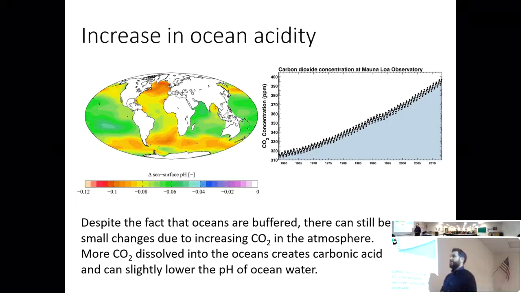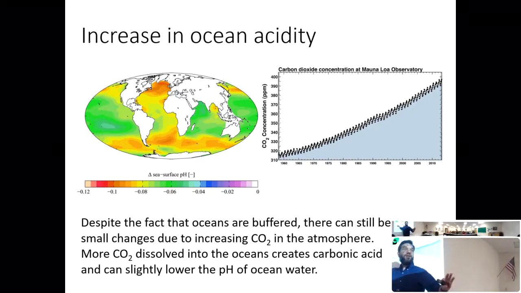But I want to point out something. The pH change that you're seeing, it's pretty small, right? It's not tremendous. We're not seeing tremendous changes. This is 0.1, okay? So it's not like things are plummeting, right? They're relatively small changes.